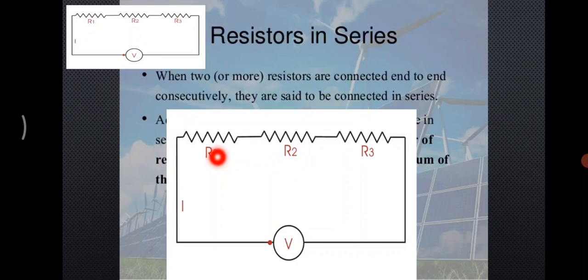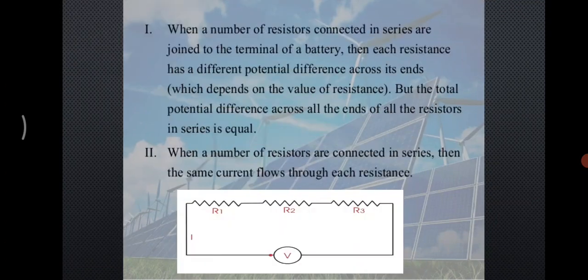And the total resistance is calculated by R1 plus R2 plus R3. We are going to show you how we calculate this. R1 will have a resistance and a current, V by I. Okay, so we'll just show it to you. Now, the total resistance is equal to the sum of all the individual resistances.